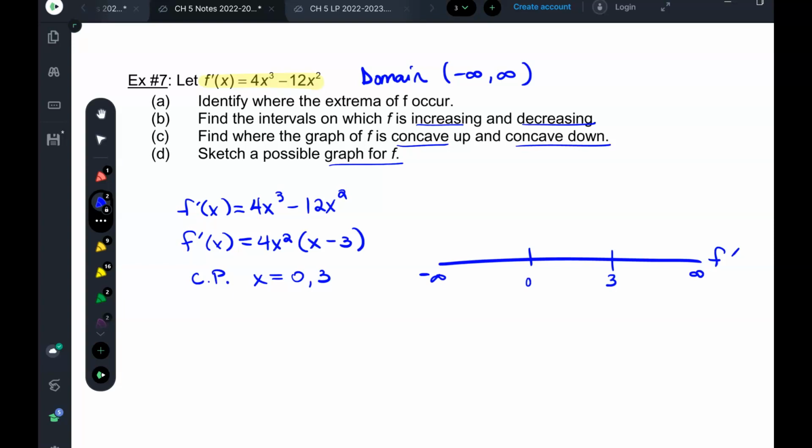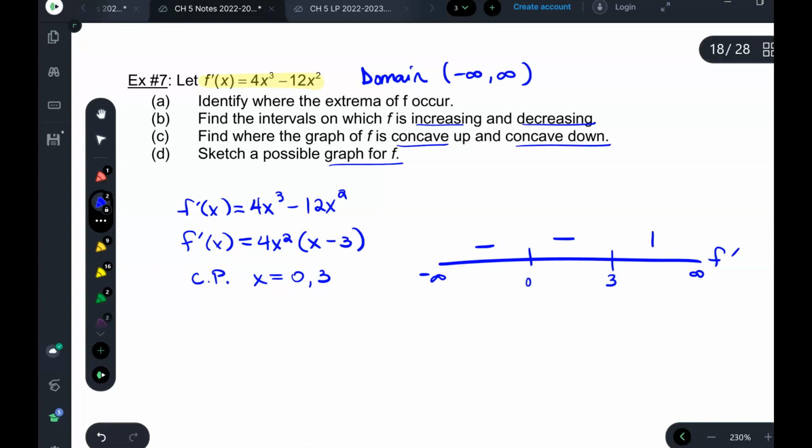Okay, let's plug in something less than 0. Negative 1, so squared, that'll be positive, negative, so negative. Notice the multiplicity of x squared. So it's going to be negative on the next one. What if I plug in 1? It is negative. That's crazy. Okay, so that can happen. That's why it's good to check. And then obviously bigger than 3.